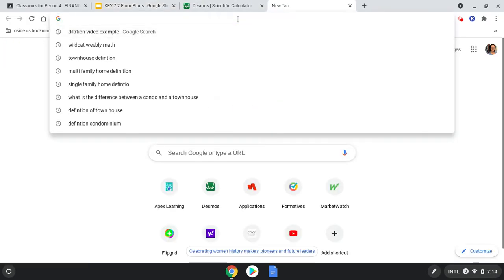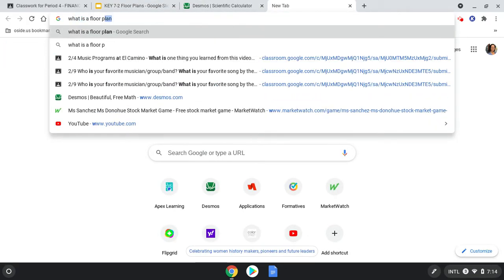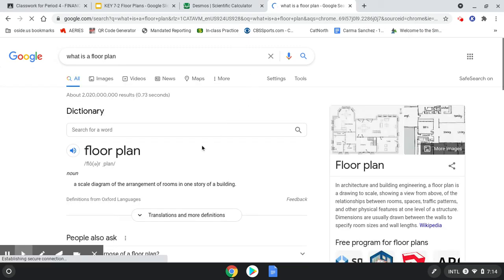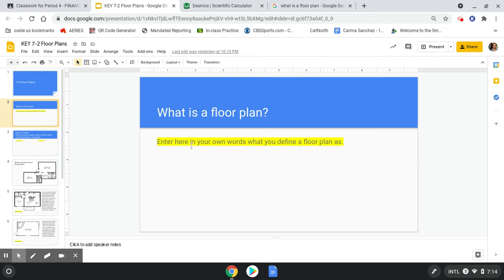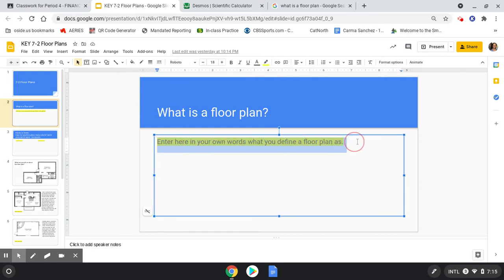Go ahead and open up Google and let's see what Google says. A scale diagram of the arrangement of rooms in a building. And again, it says to do it in your own words, so feel free to do it in your own words.